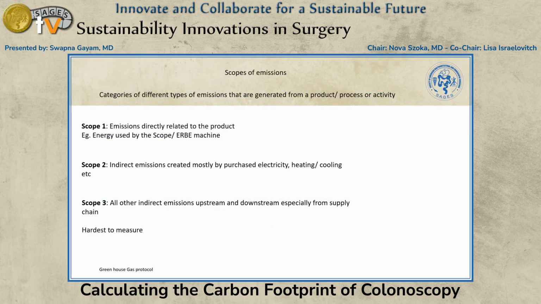Now, to understand carbon footprint, we need to understand scopes of emissions. There are different scopes of emissions. These are different categories of emissions that are generated by a product or a process. Scope 1 is direct emissions related to the product, for example, energy related to plugging in a scope and how much electricity is consumed, right? What is scope 2? The indirect but related to the process, like, for example, the facility, mostly related to electricity, heating and cooling of the facility or the room. And scope 3 is all the other indirect emissions, especially supply chain.